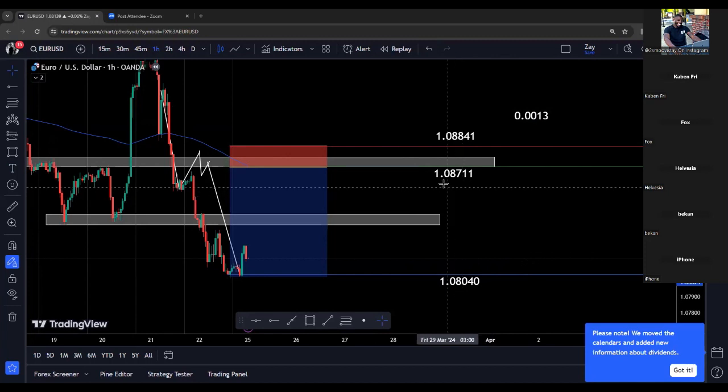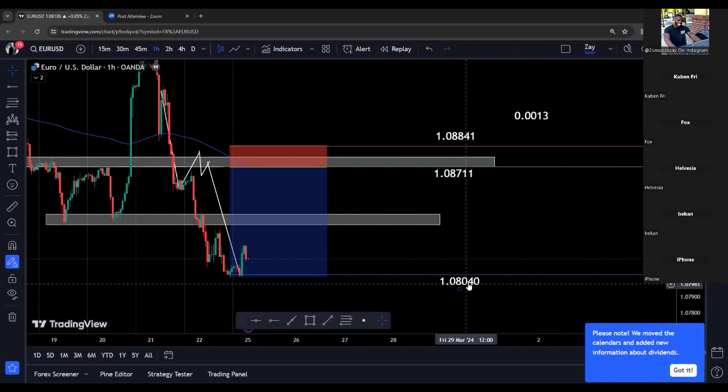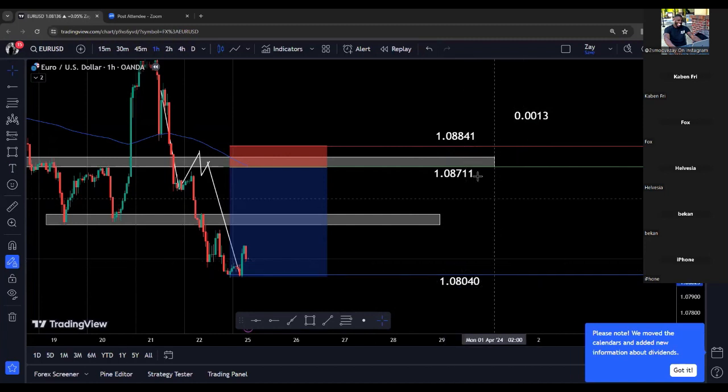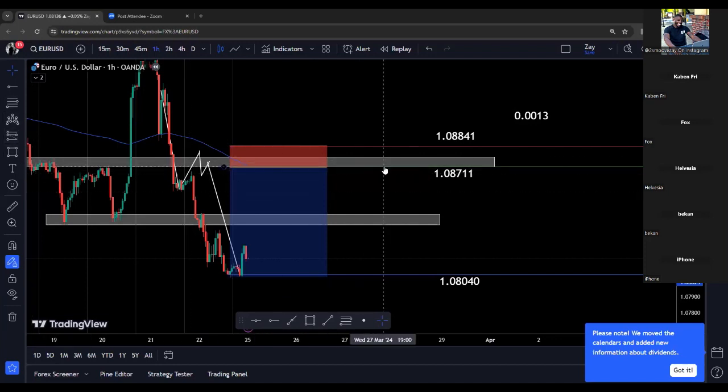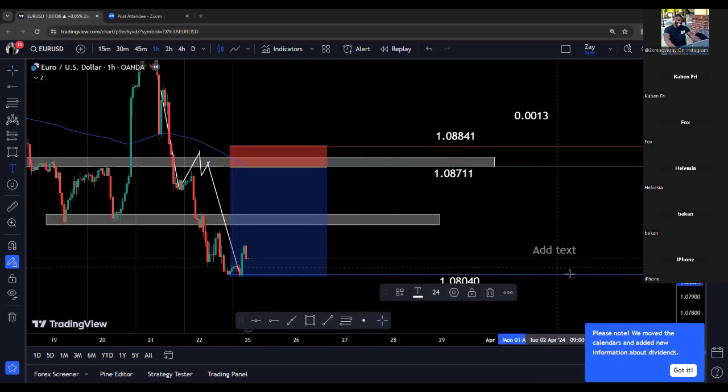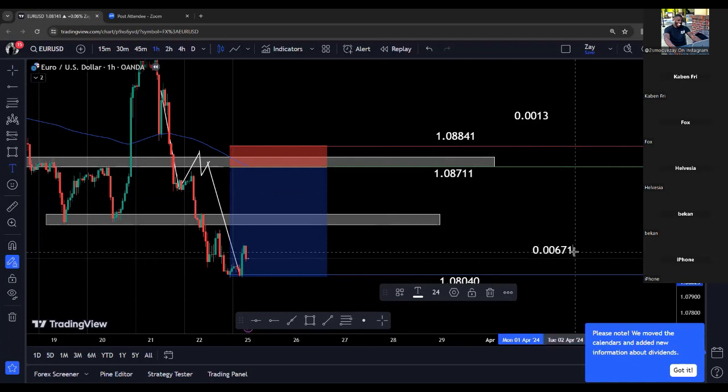All right, so 1.08711 subtract 1.08040. That's the entry all the way to the bottom price, after you subtract the take profit from the entry since we're going down. 671. Say it again. 671. So give me the whole number: 0.00671. Perfect.